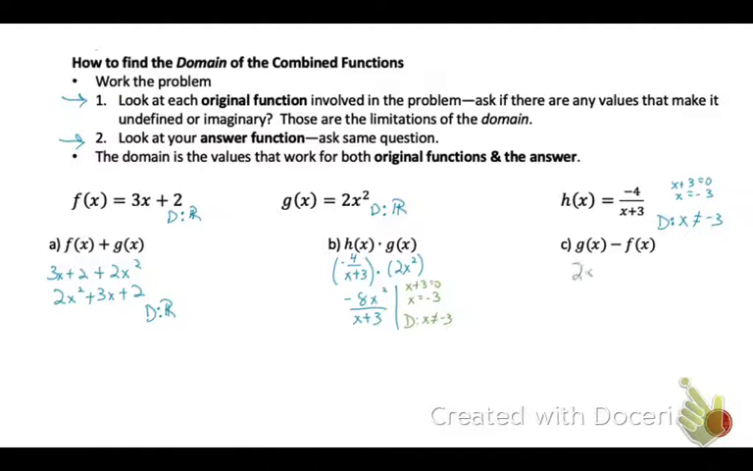So that would be 2x squared minus, and I need to put this in parentheses, so I subtract all of f of x. So to clean this up, I'm going to distribute that negative. So I end up with a quadratic function.